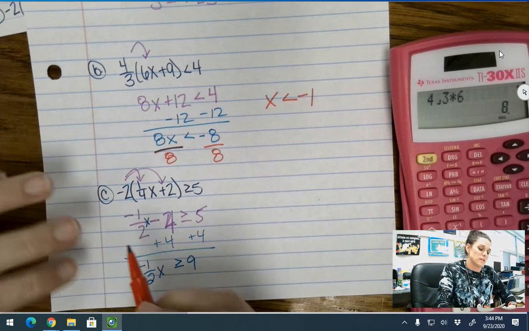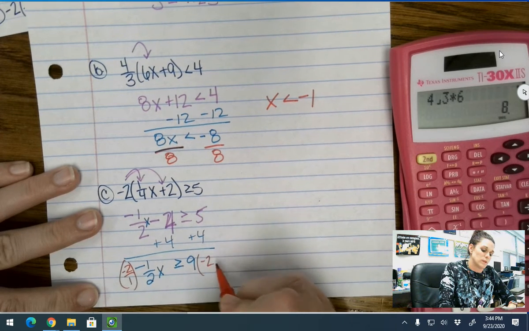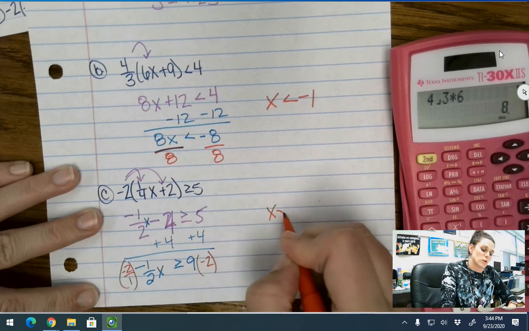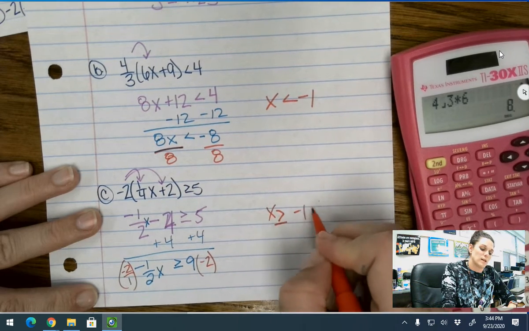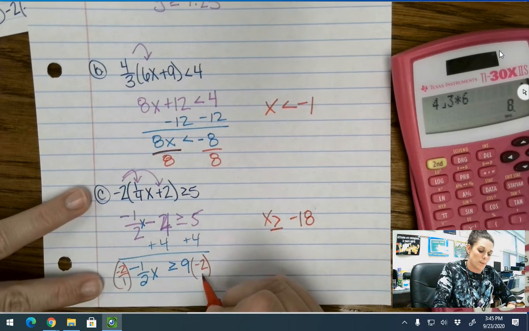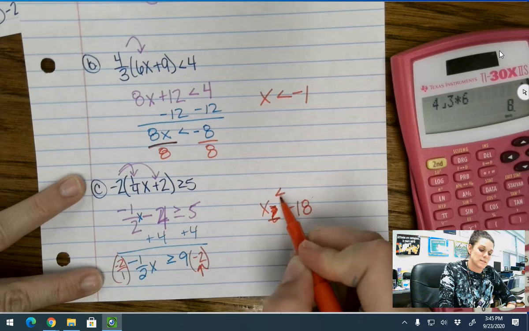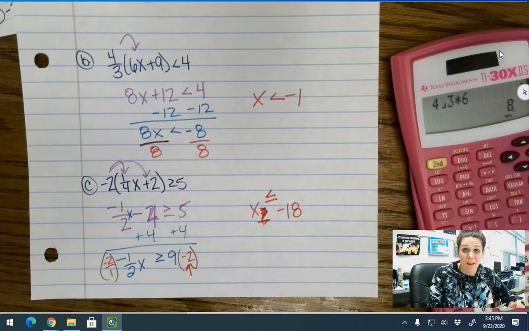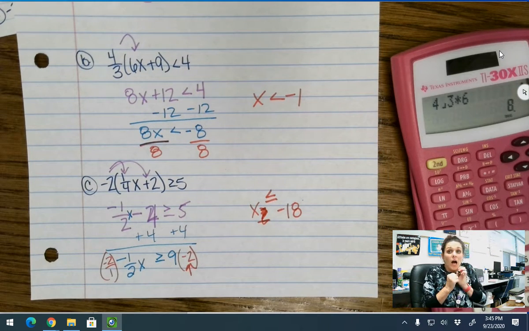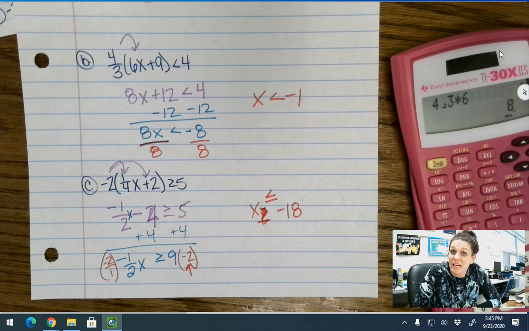And then to solve this, I would have multiplied by the reciprocal, -2. So x is greater than or equal to -18. I made a mistake. Look, I multiplied by a negative, which means my sign should have flipped. And that's going to happen. Sometimes you're going to catch yourself and you're like, oh, oops. Sometimes that happens and you just take care of business. All right? So that's how you solve inequalities and create inequality equations.